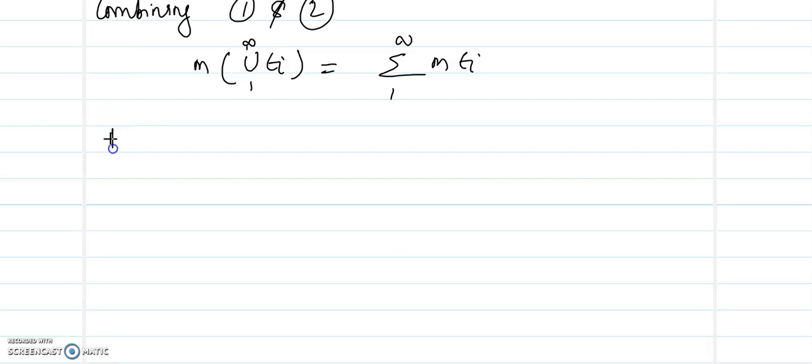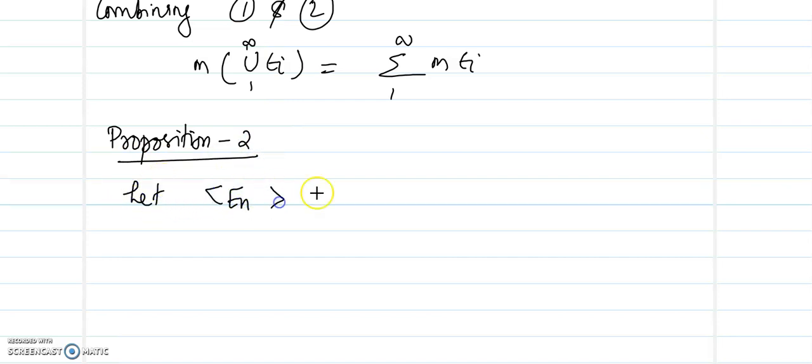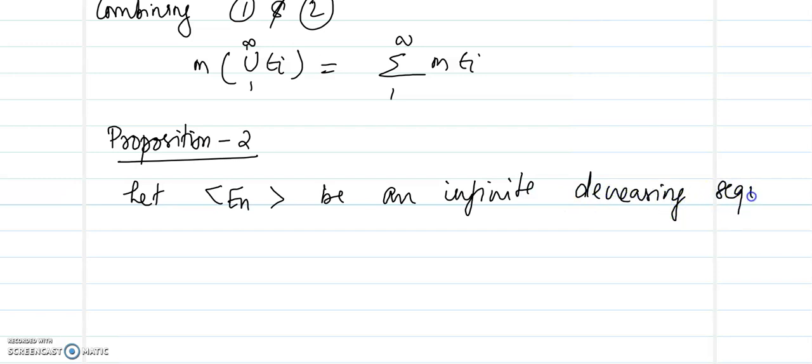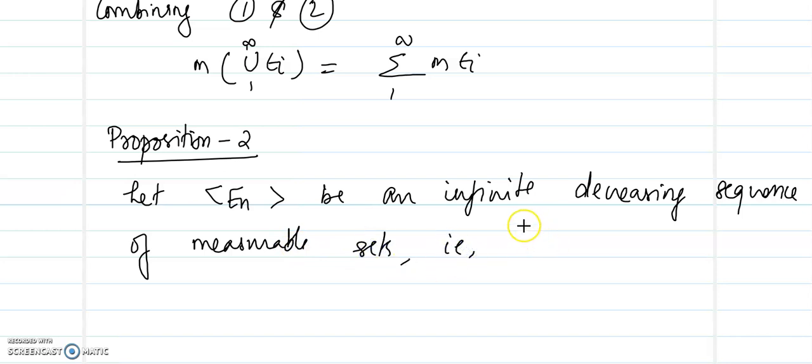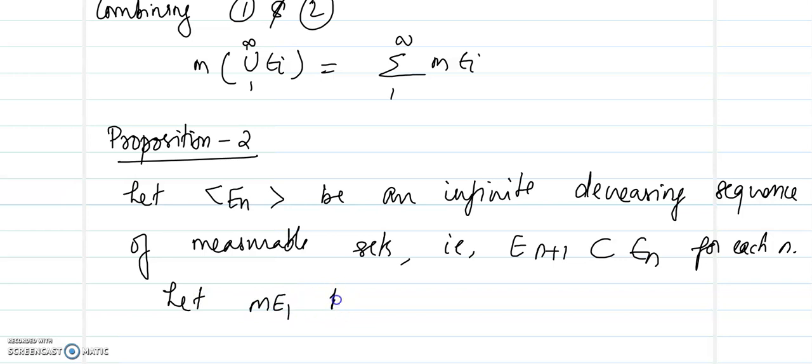Now let us look at the second proposition. Proposition 2 states that, let the sequence E_n be an infinite decreasing sequence of measurable sets, that is, E_{n+1} is contained in E_n for each n, and let M of E_1 be finite. So E_1 is the largest set among them.